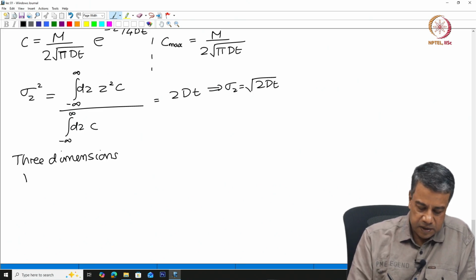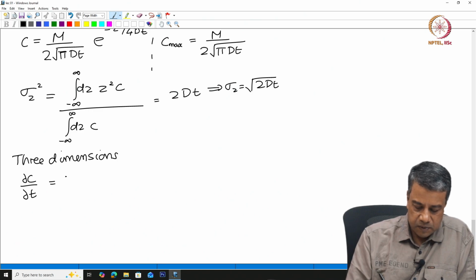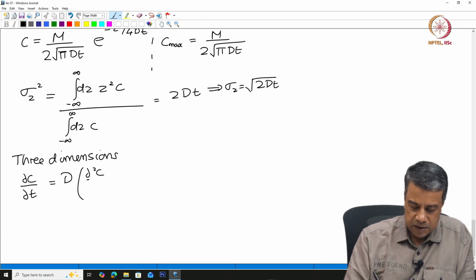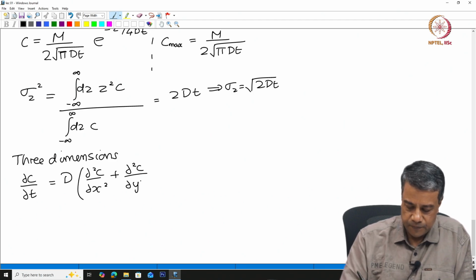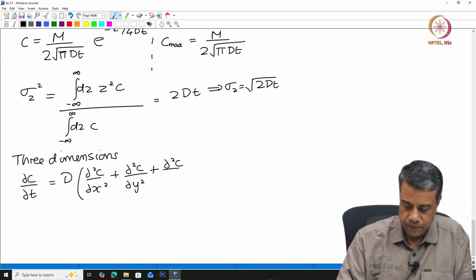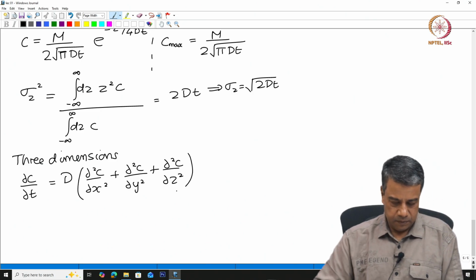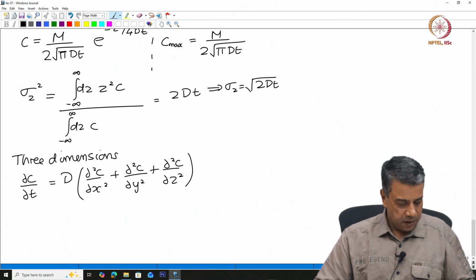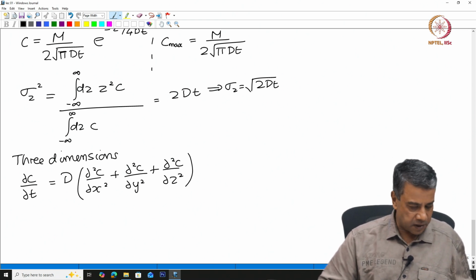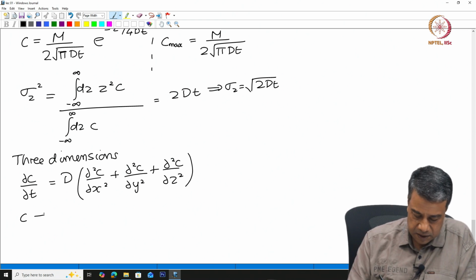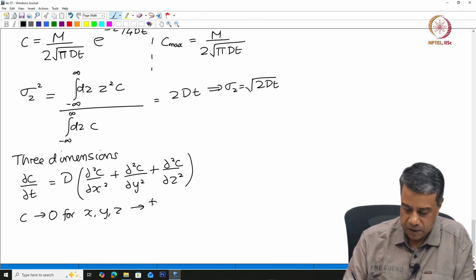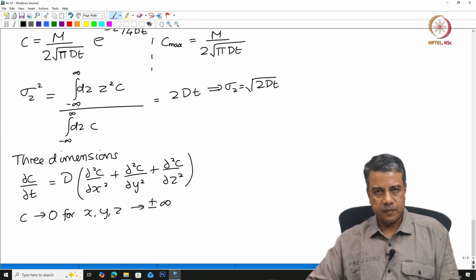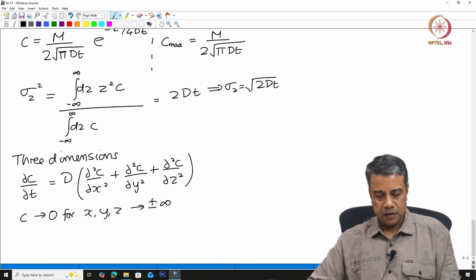The equation is partial c by partial t is equal to D into partial square c by partial x square, plus the corresponding terms in y and z. It turns out that the solution for this is the product. So, the boundary conditions are that c tends to 0 for x, y and z going to plus or minus infinity, far from the origin, the point of injection. For x, y and z going to plus or minus infinity, c has to go to 0.